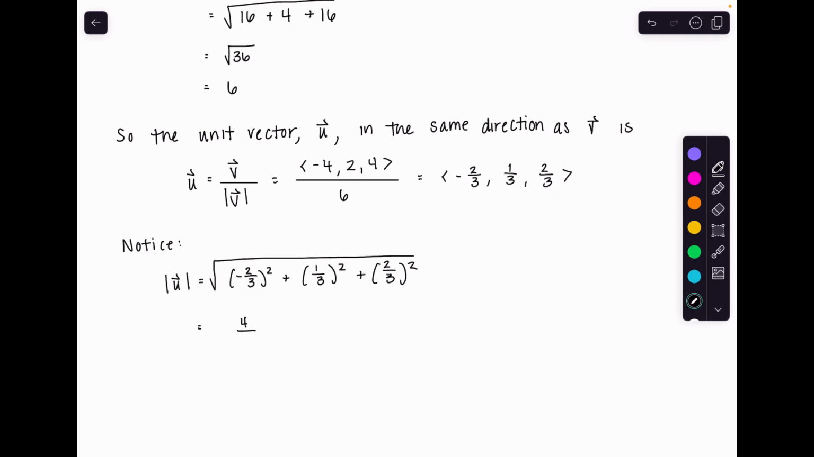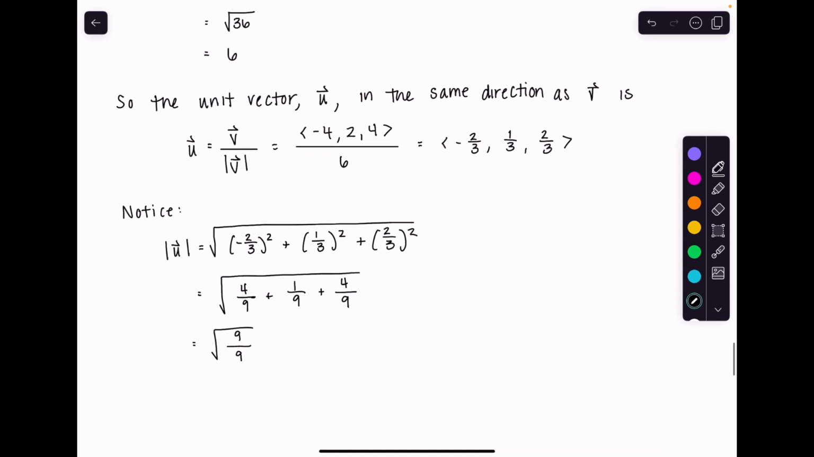2/3 squared is 4 over 9. 1/3 squared is 1/9. And 2/3 squared again is 4 over 9. Because these have exactly the same denominator, we really just go ahead and add the numerators. 4 plus 1 is 5, plus another 4 is 9. 9 over 9 is 1, so the square root of 1 is indeed 1. So we have indeed created a vector of length 1.